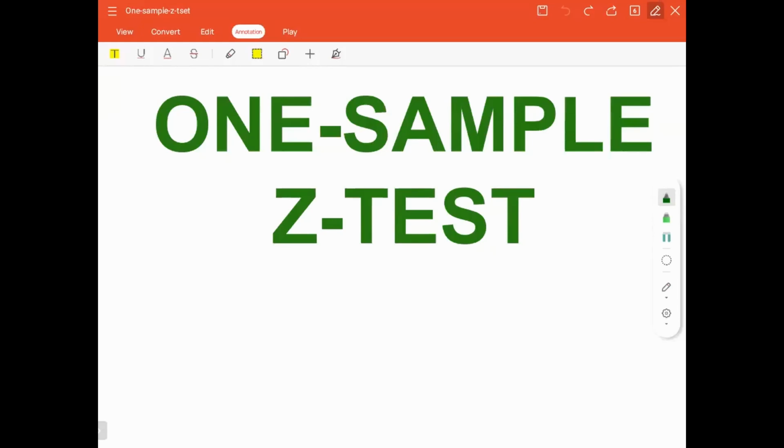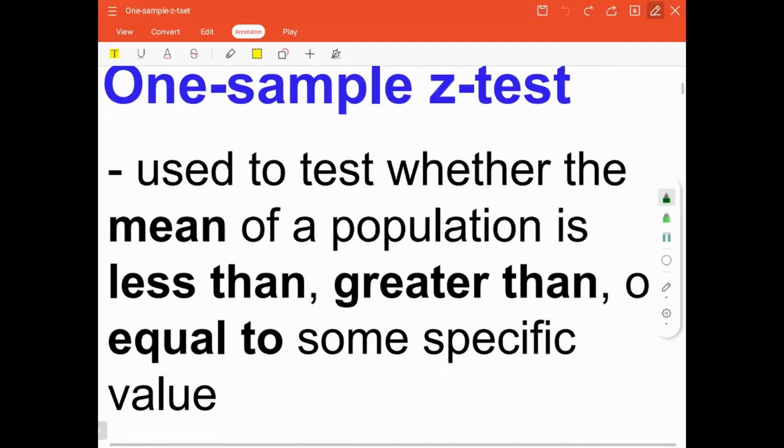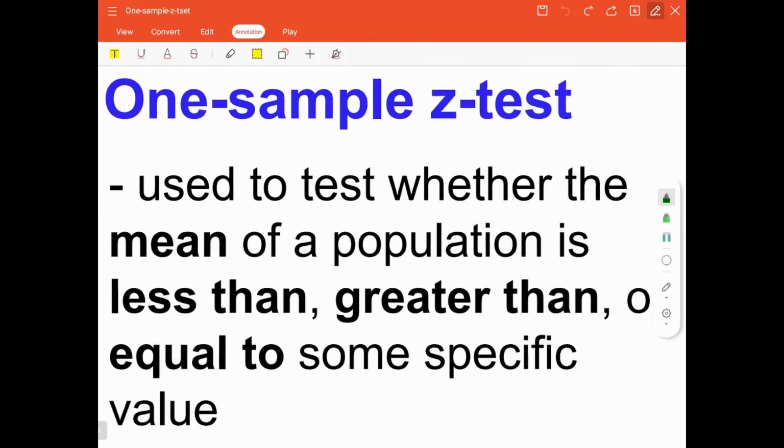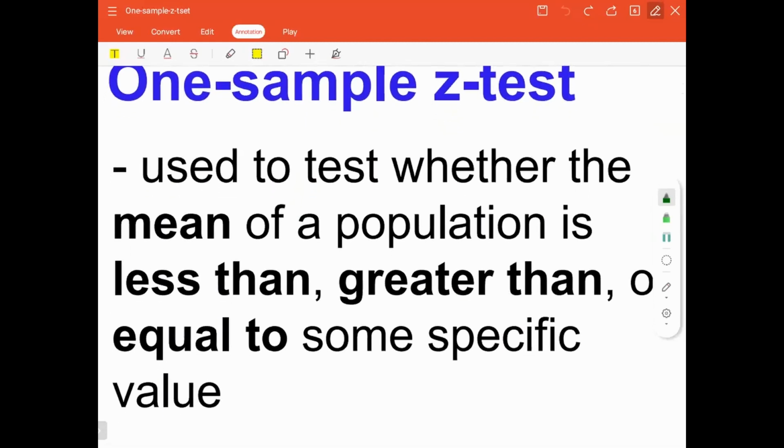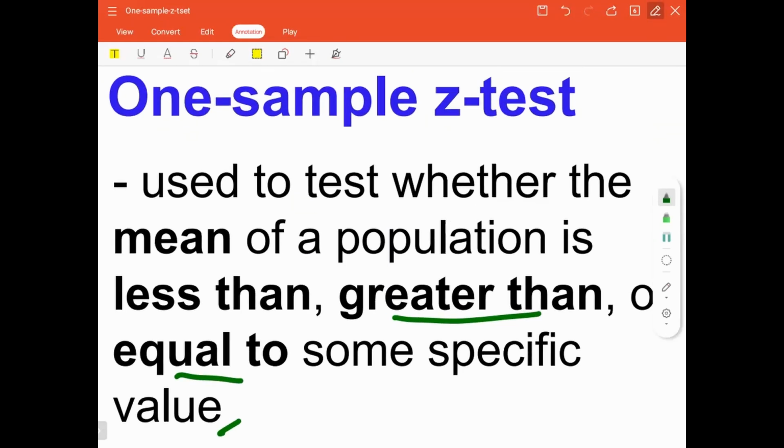Okay, so this time I'll be discussing the one sample z-test. Now, the one sample z-test is useful if we are testing whether the mean of a population is less than, greater than, or equal to some specific value. That means we want to assess the mean of a single population, thereby we'll be dealing with a single sample. We'll find out later on that one of the assumptions of the z-test, of course, is that the population standard deviation is known.